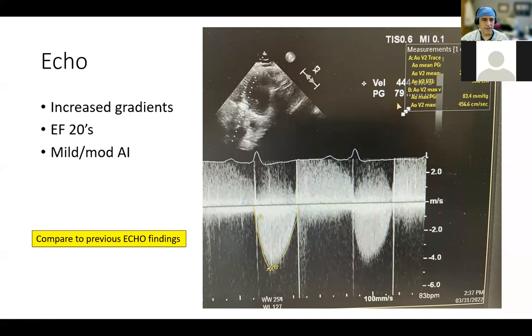And the point that I want to make here is obviously increased gradients that are changed from before. So if this was a small prosthesis and we always have seen high velocities, it is conceivable that this is not a change, but this was clearly a change. Mean gradients were in the 20s before. Now the mean gradients are in the 40s to 50s. So they were clearly doubling or tripling. EF was poor, and there was mild to moderate aortic insufficiency.